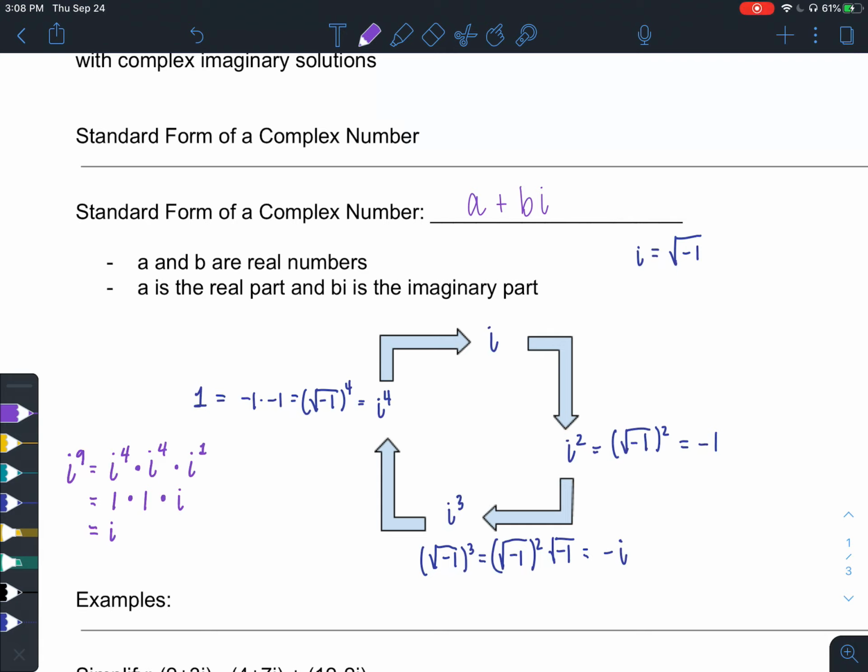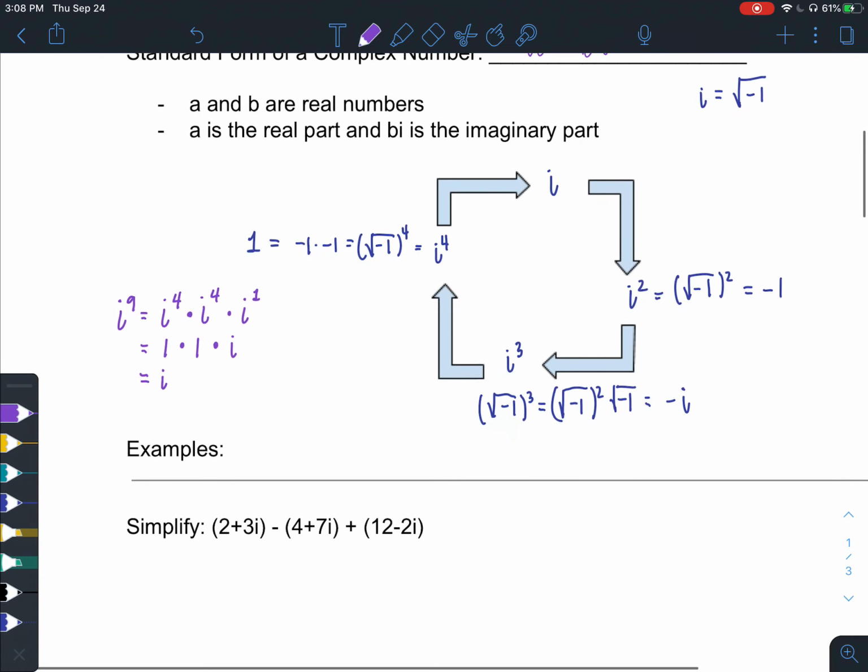So i to the ninth is the same thing as just i. Or we could count it this way. So here's 1, 2, 3, 4, 5, 6, 7, 8, 9. So that right there is how we get that answer. We wouldn't want to count all the way around for every single problem.